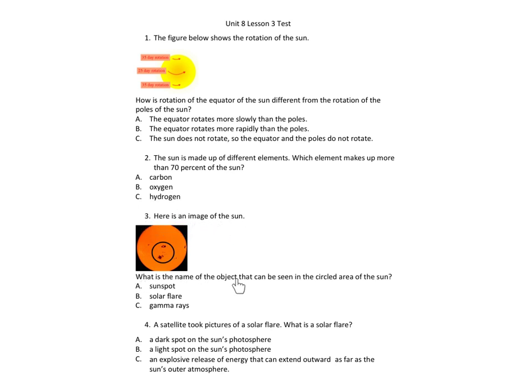Number 3. Here is an image of the Sun. What is the name of the object that can be seen in the circled area of the Sun? A. Sunspots, B. Solar flare, C. Gamma rays.